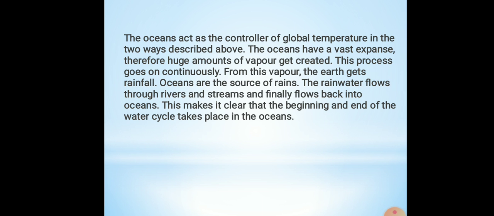The ocean acts as the controller of global temperatures in the two ways described above. So the ocean acts as a controller. See, the ocean only acts as a controller of global temperature. They're talking about the whole earth. Okay, the oceans have a vast expanse, therefore a huge amount of vapor gets created. Oceans are big, really, because of the big oceans a huge amount of vapors gets created. This process goes on continuously.